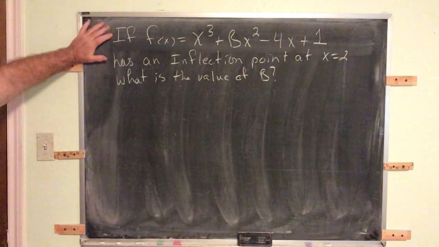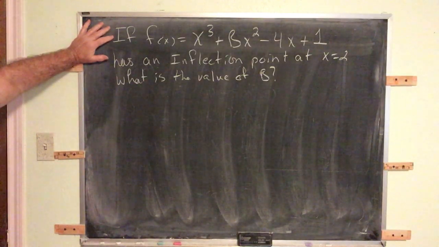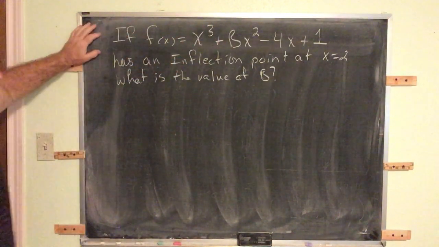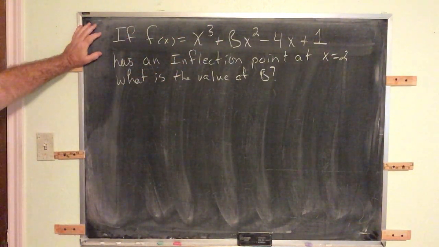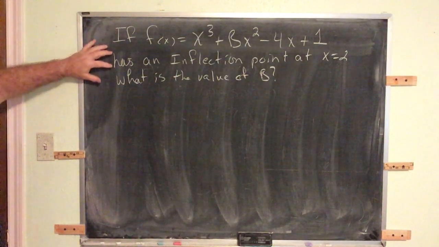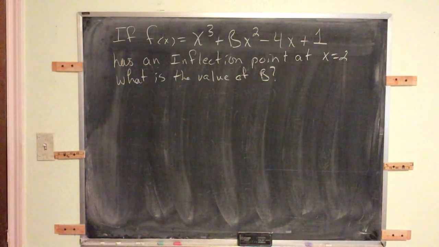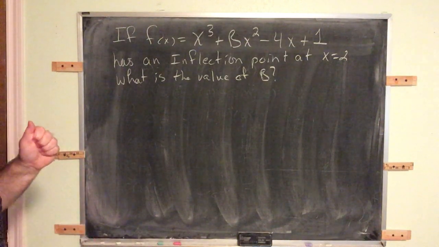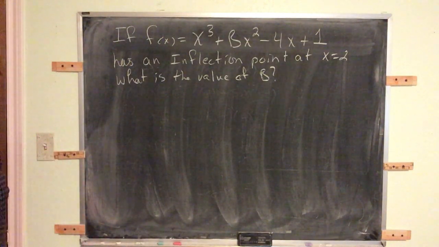Suppose we have this function, and the function is f of x is x to the third plus b times x squared. We don't know this coefficient, minus 4x plus 1. And so it says if that function has an inflection point at x equals 2, then the question is, what is the value of b?